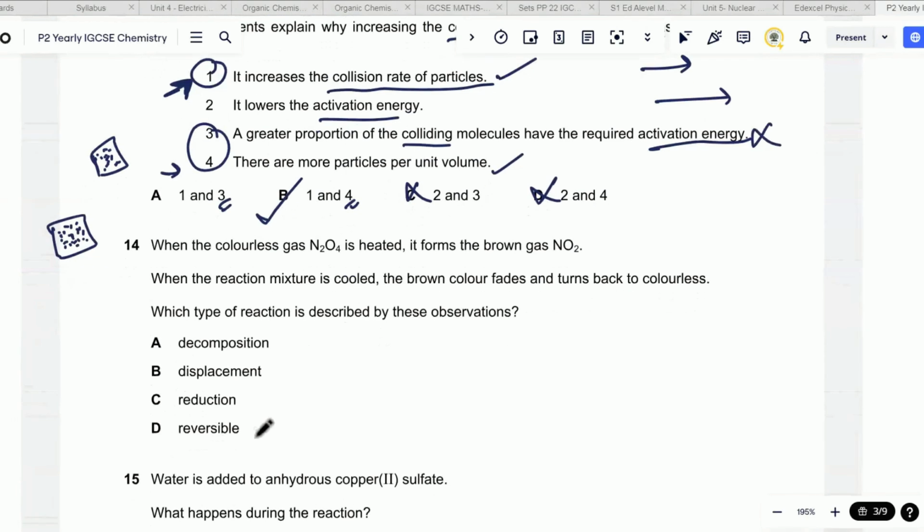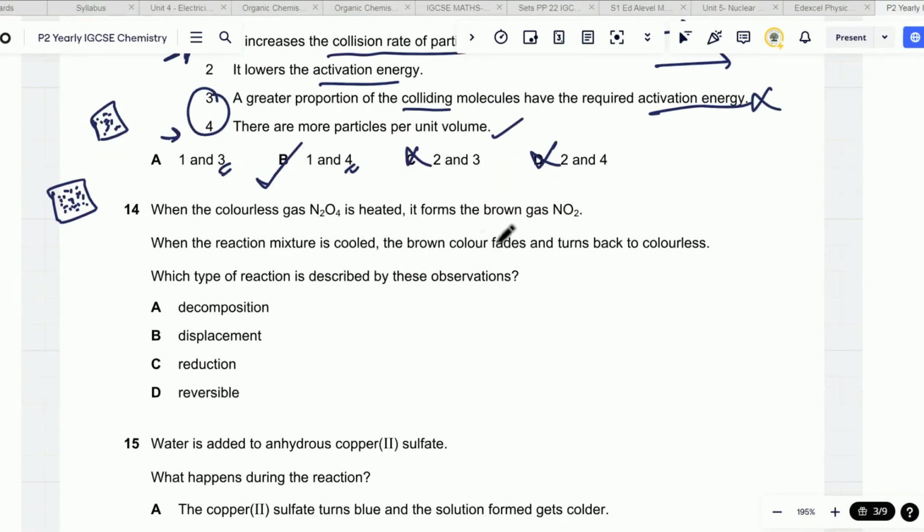All right, question number 14. When the colorless gas N2O4 is heated, it forms the brown gas NO2. When the reaction mixture is cooled, the brown color fades and turns back to colorless. Which type of reaction is described by these observations?